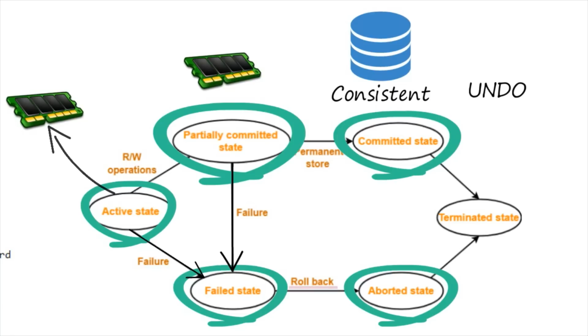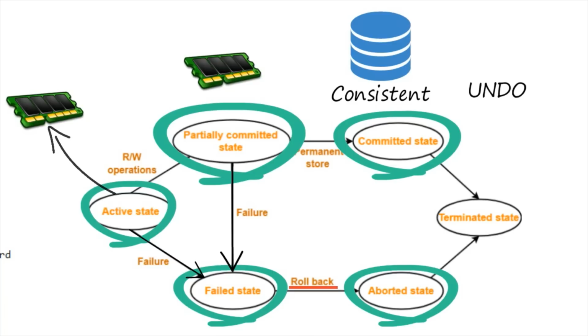Here you have to remember one point. Once your transaction has failed in the active state or in the partially committed state, at this point of time, you have to perform the rollback operation of that particular transaction. Means whatever updates you have made will not exist anymore. So after performing all the rollback operations, your transaction will come to the aborted state.